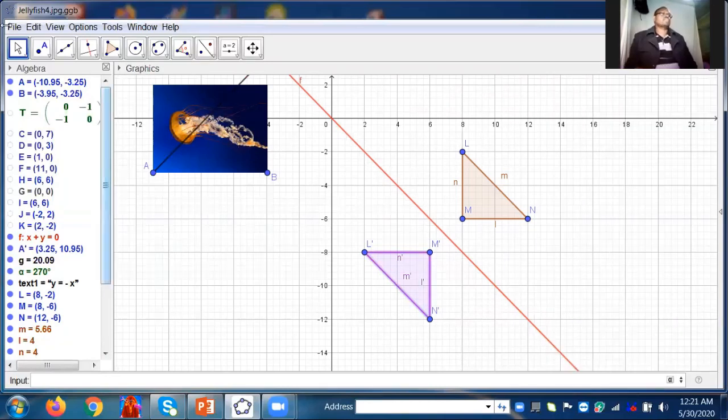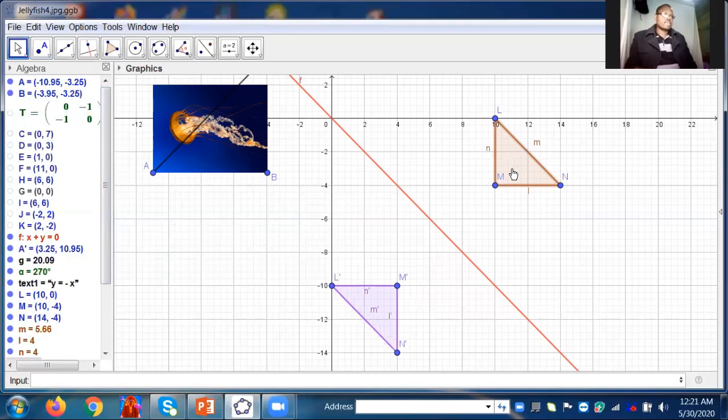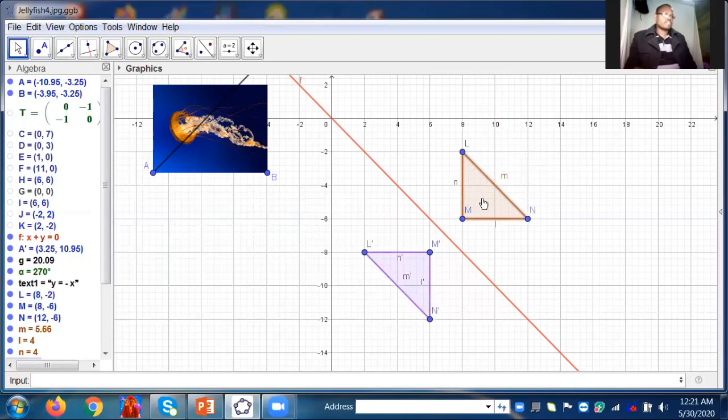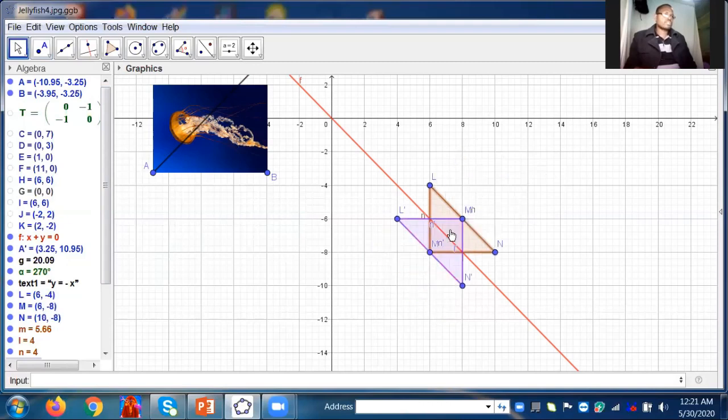And then we can move the object. When we move the object further, the image also moves further from the mirror line. When we move the object closer to the mirror line, the image also moves closer to the mirror line. And then we can even move the object across. The image also moves across.